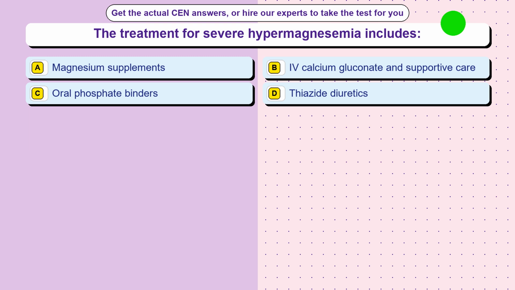Question 58. The treatment for severe hypermagnesemia includes: Option A, magnesium supplements. Option B, IV calcium gluconate and supportive care. Option C, oral phosphate binders. Option D, thiazide diuretics.